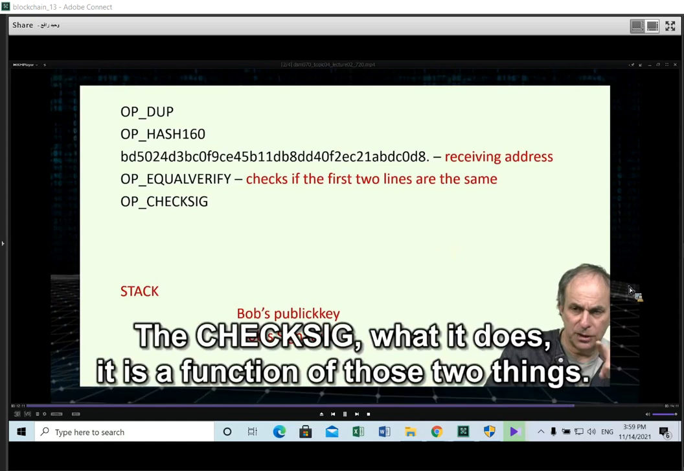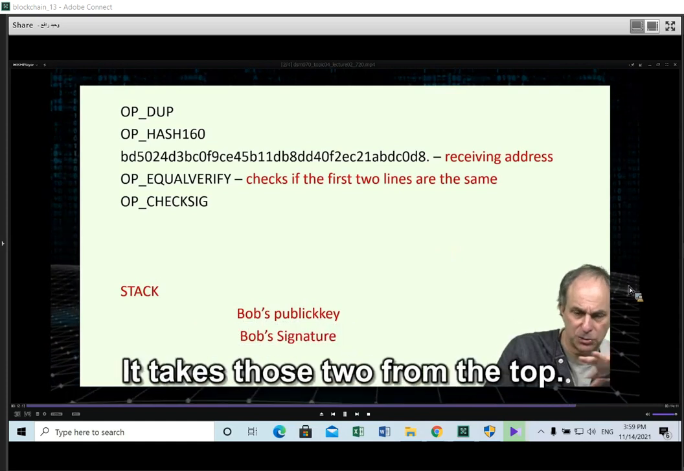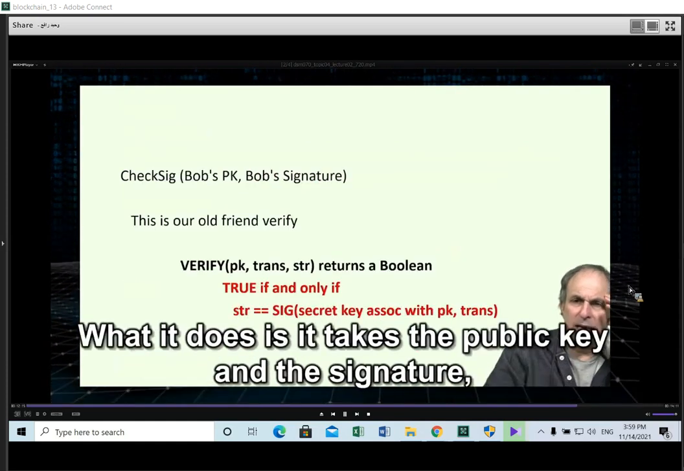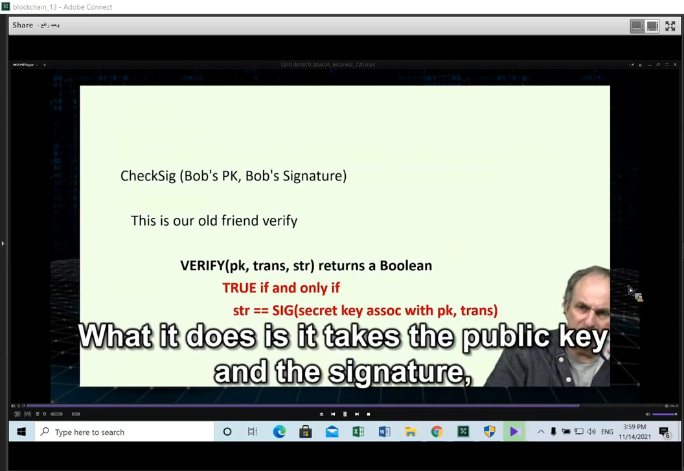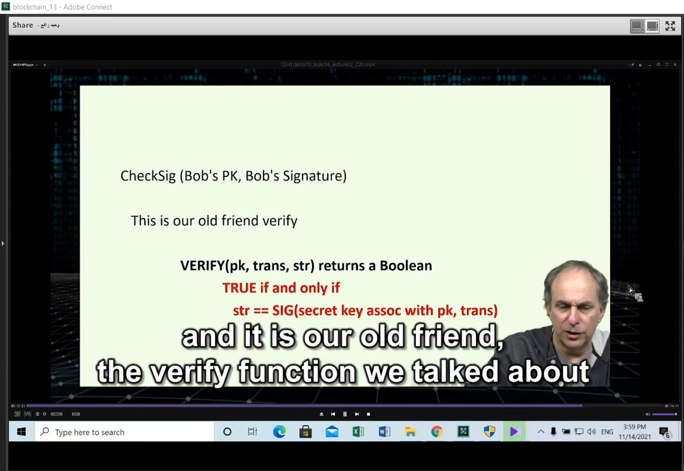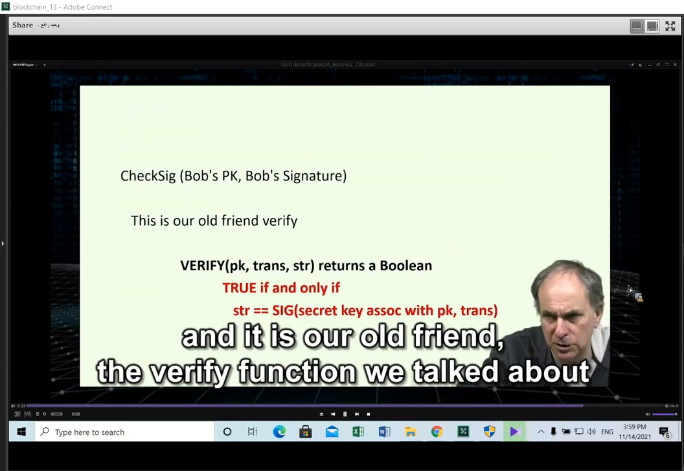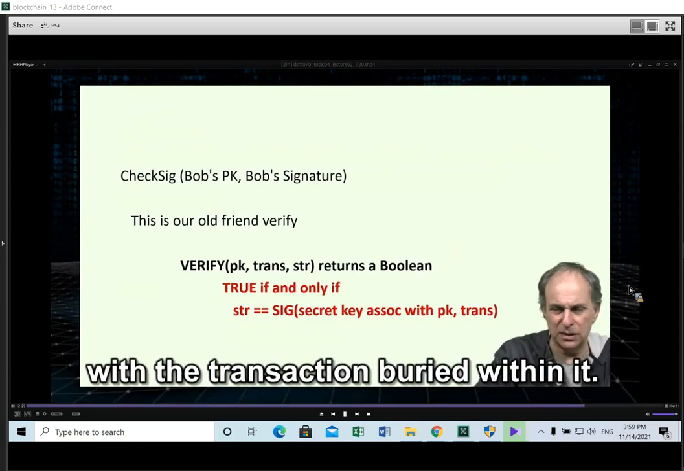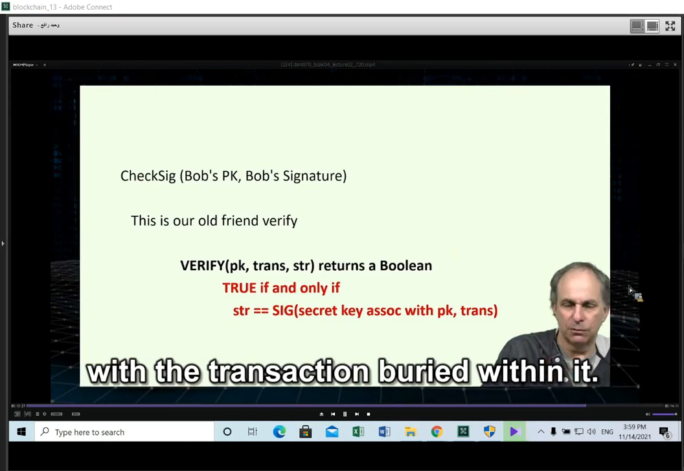Remember, that's what we talked about before, right? Okay, so that's what's happening here. So this check sig is that verify function essentially that we talked about before. You knew it would come up someplace. So what has this done? What has PK sig done?